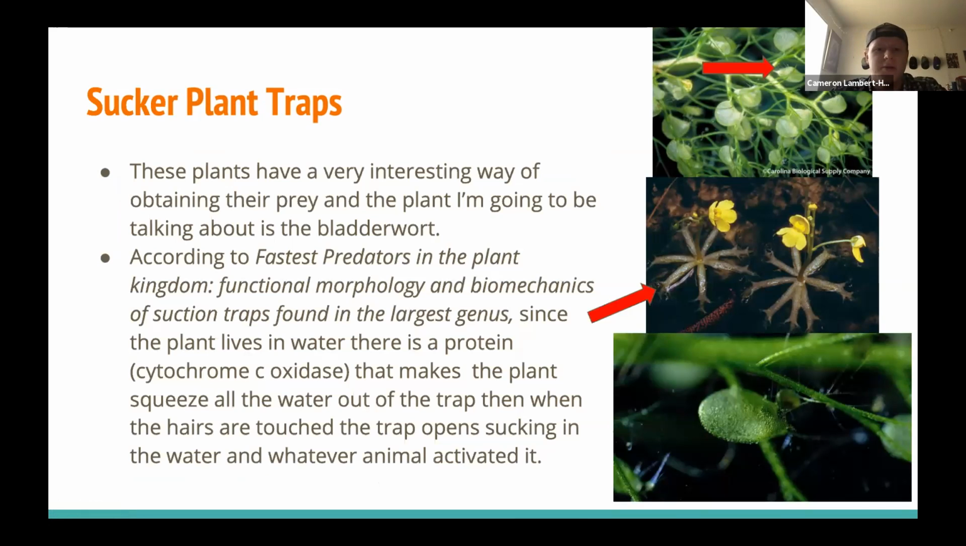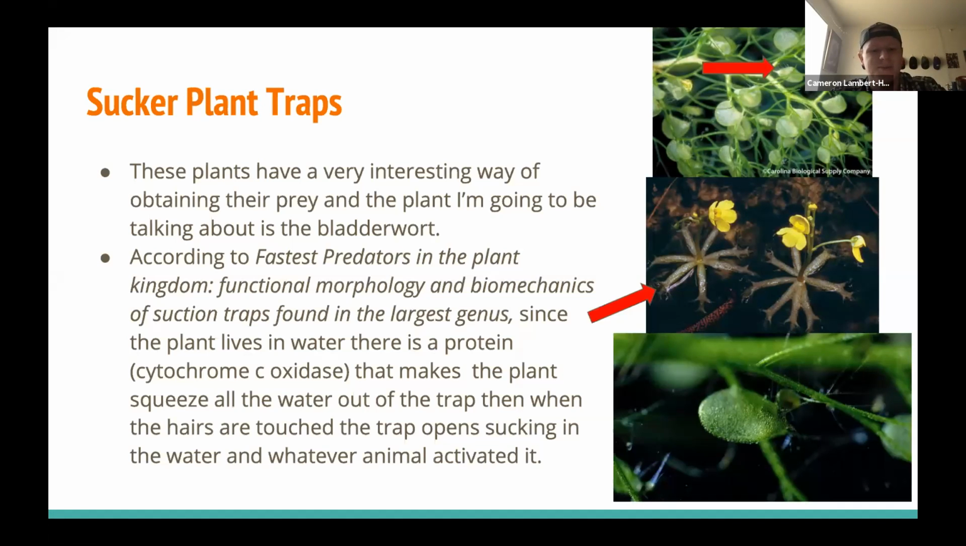So these are very interesting to me too. The way of obtaining their prey is that the main plant I'm going to be talking about is the bladderwort plant. According to this article, this plant lives in water, which I also found really interesting, that carnivorous plants live in water. I didn't think of that, but they do.